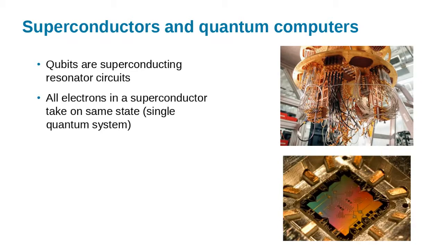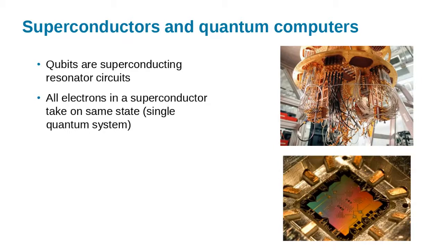So it behaves like a single quantum system, where it's in one state or another. Whereas if we've got a conductor that isn't superconducting, all the electrons in that conductor are doing their own thing. It's not like a single quantum system, which is in one state or another.